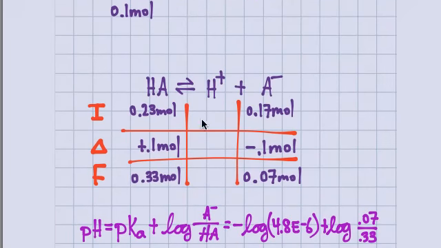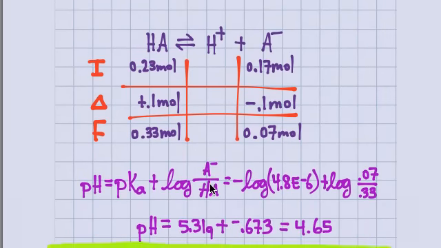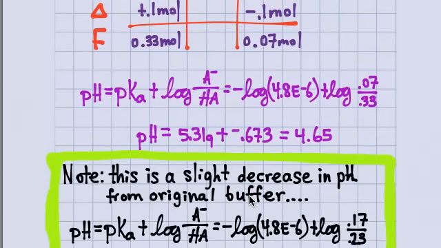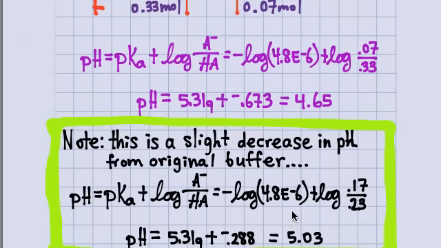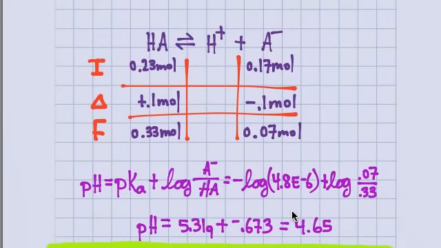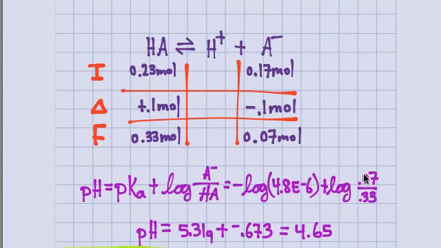Now, instead of going back and forth trying to figure that out, let me fall back on my knowledge of buffers and say this is a buffer. I'm going to say the pH is the pKa plus the log of the ratio. Earlier, before I added anything to the buffer, I had 0.17 moles of conjugate base and 0.23 moles of acid, and the pH would have been 5.03. But now that I have switched that a little bit, I've brought this down by a tenth of a mole and this up by a tenth of a mole, and the ratio is different.